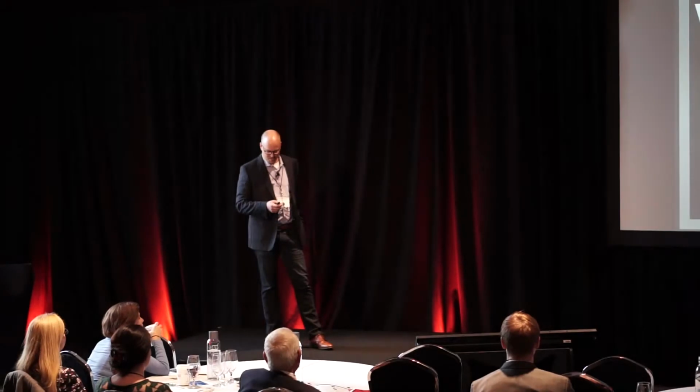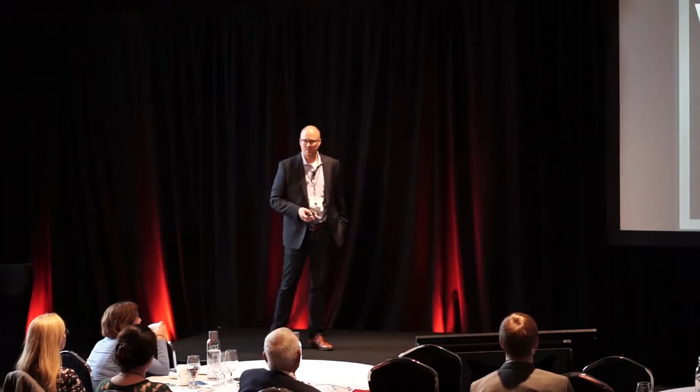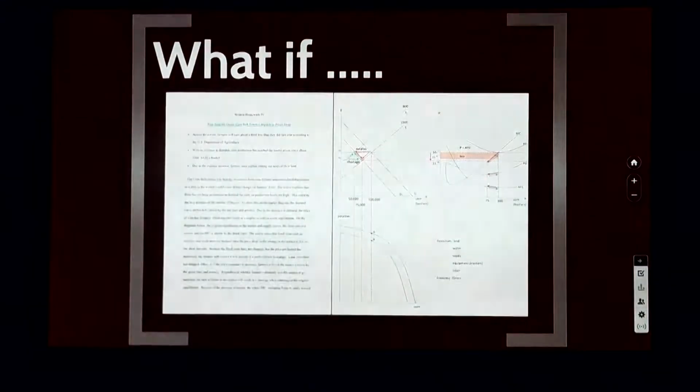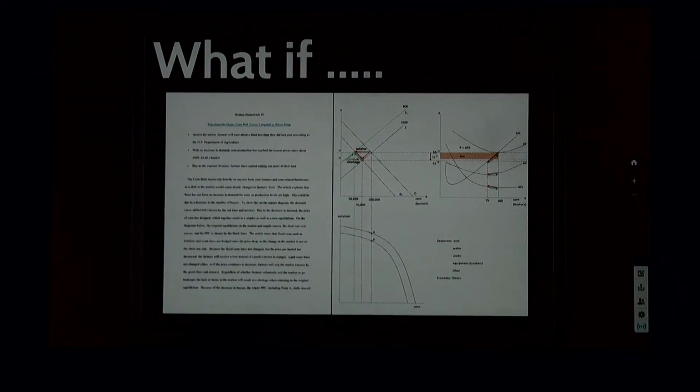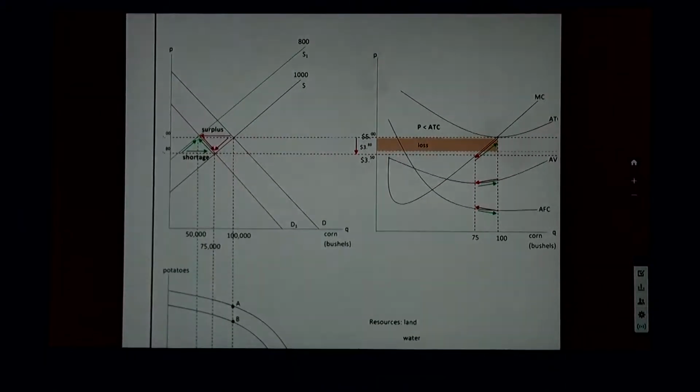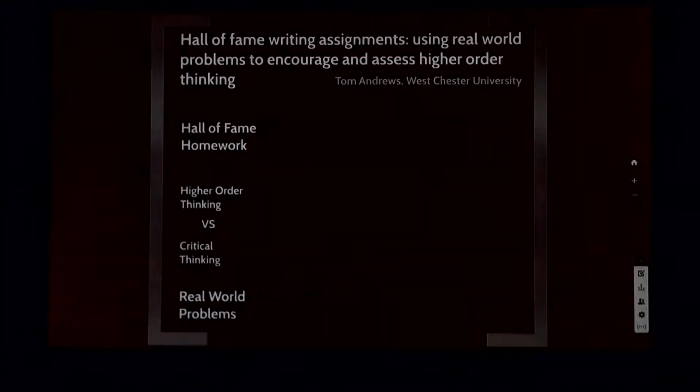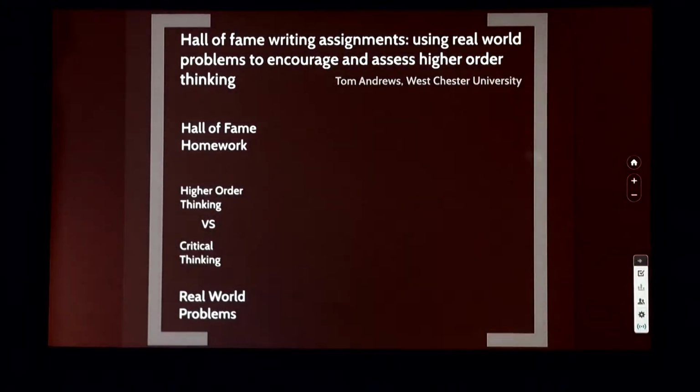So I'm going to start with this. What if, we all teach economics here, what if you assigned a homework assignment and your students submitted something like this? I'm just going to zoom in on that a little bit. What's that? Well, if you're anything like me, when you see something like that, you go, touchdown, that is awesome. And so that's what I want to talk about today. Hall of Fame writing assignments and what we can learn about a student's critical thinking.